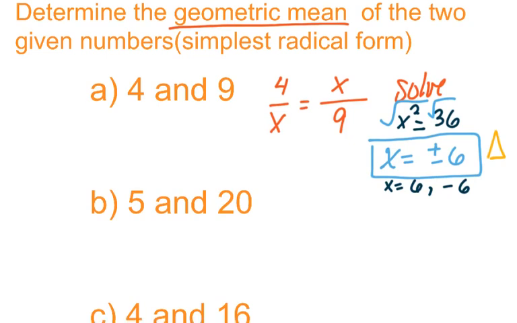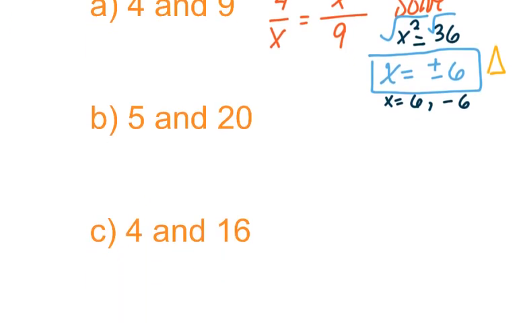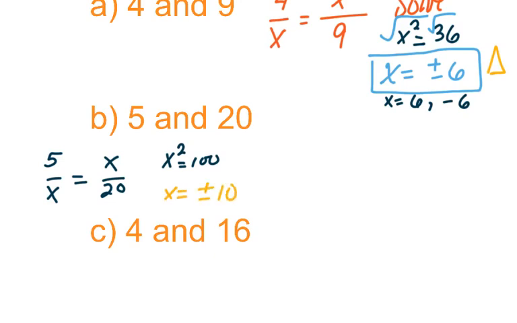Let's go ahead and look at letter B. You have 5 and 20, and you're trying to find the geometric mean or the mean proportional. So let's go ahead and set up and say we're looking for the number that's missing in these two spots between 5 and 20. We cross multiply and we get x squared equals 100. All right, and you take the square root and x equals a positive minus 10.